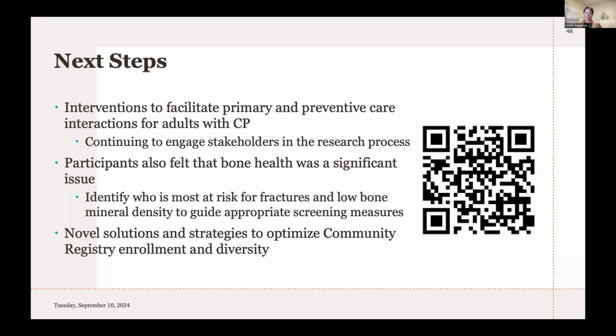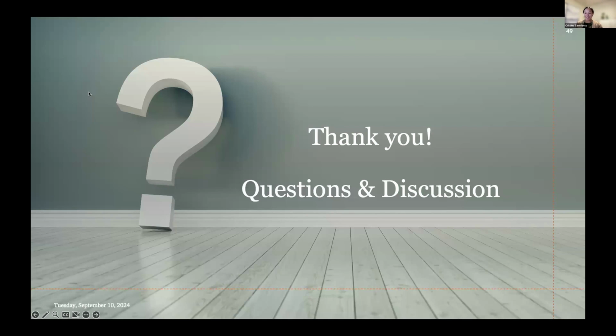And we have so many new great ideas for new solutions and strategies to optimize community registry enrollment and diversity, including this QR code here, which will take you to MyCP to sign up, and then you can participate in the registry. And so that is it. Thank you for listening. We saved a couple minutes for questions or thoughts.